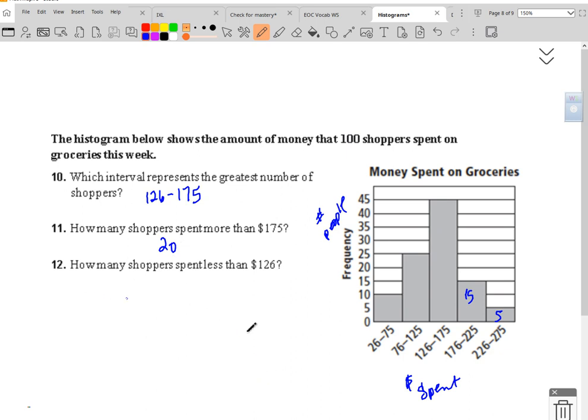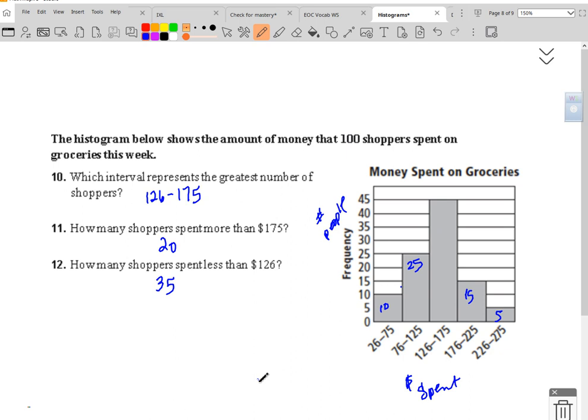How many shoppers spent less than $126? 35. Okay, so 126 to 175 is this interval. So anything less than that, how many is in this bar? 25 shoppers. How many is in this bar? 10 shoppers. So 35 shoppers spent less than $126.